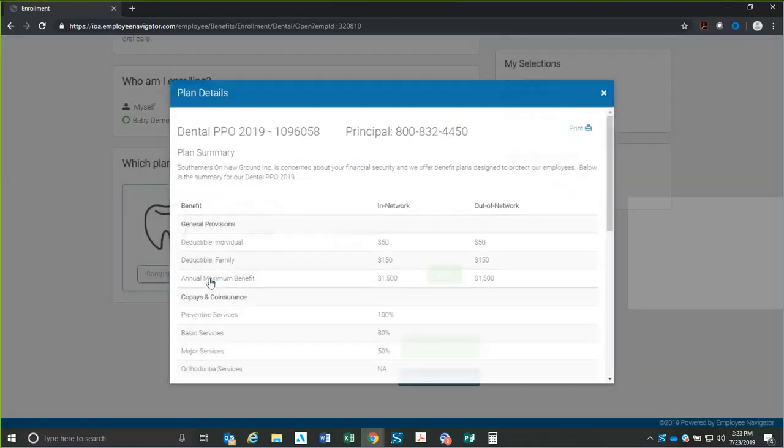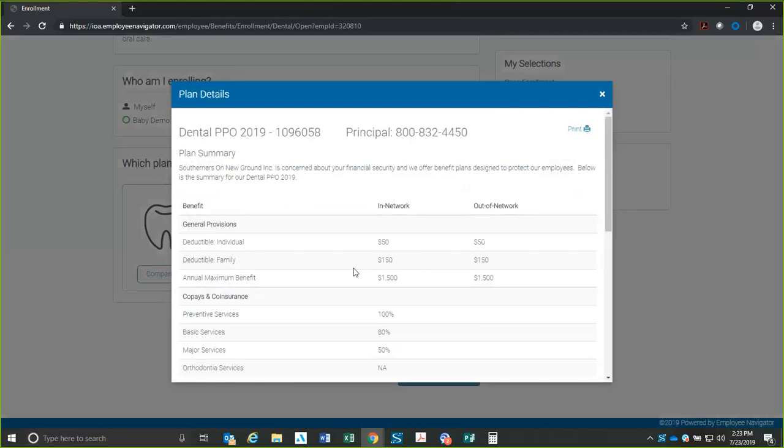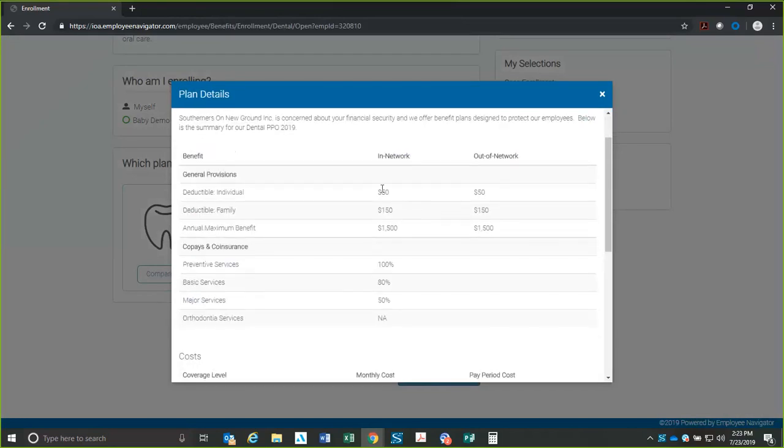Again, here, we can look at the details. This is the plan and the phone number for Principal if you need it. It's also on your home page. We have a $50 in-network deductible on the individual side and a $150 deductible on family. Now, those deductibles only come into play when you have basic or major services.